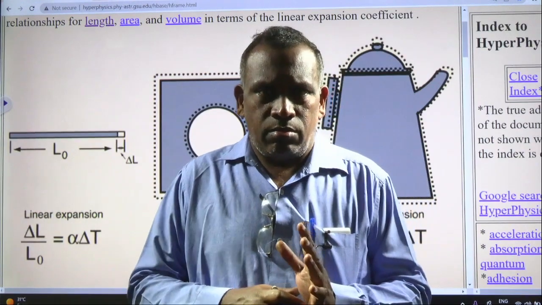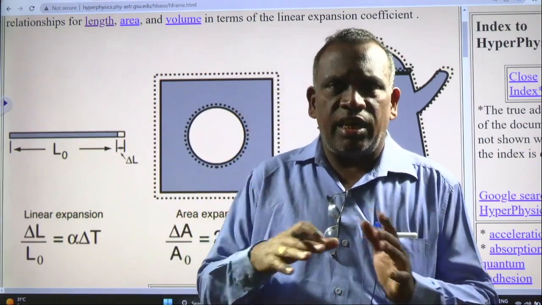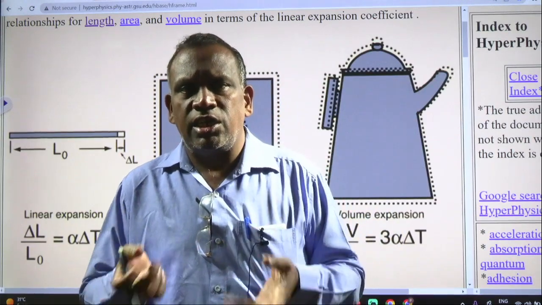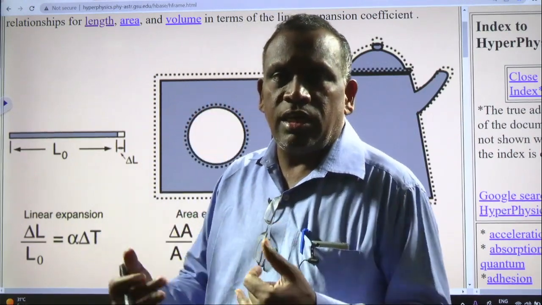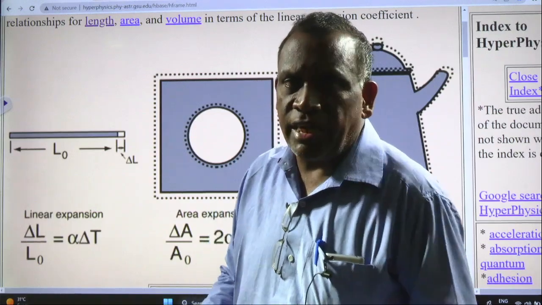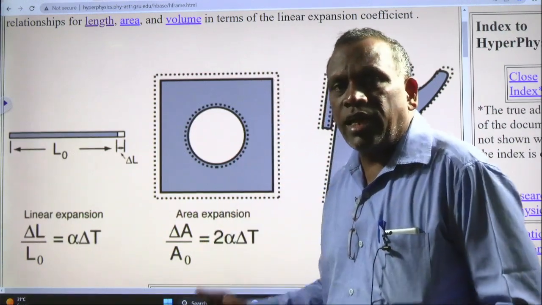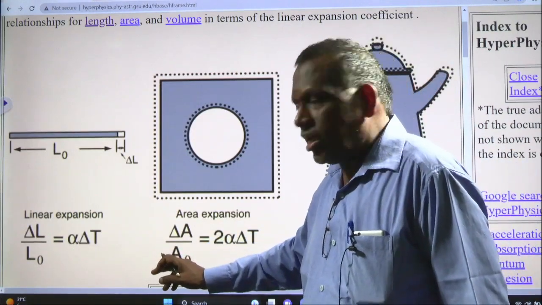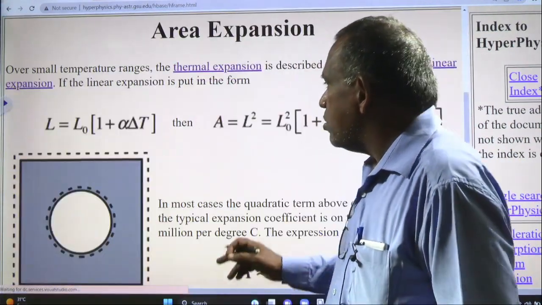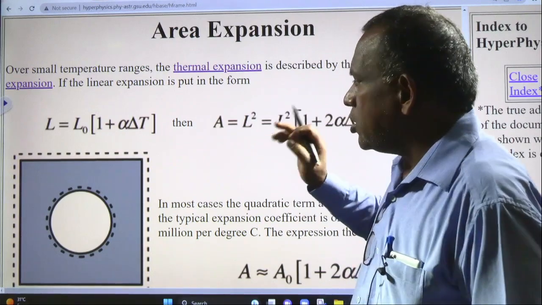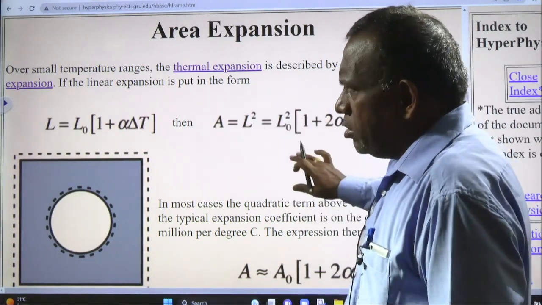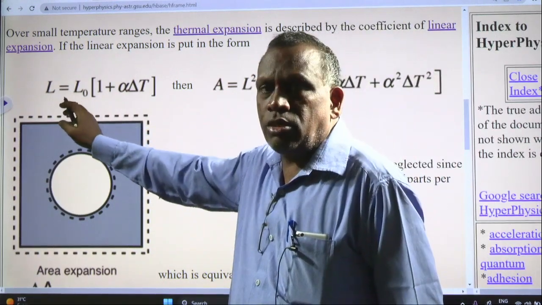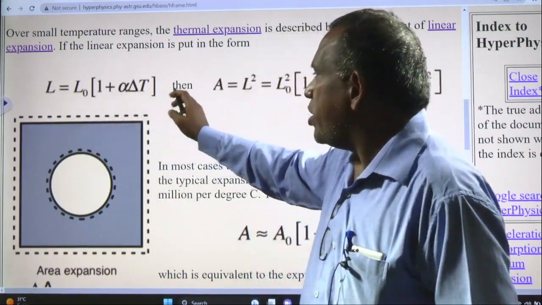So the length and breadth, if they are there, the area increases. The total area will be increased. Initial area will be something, and due to the application of the heat, the final area is different. That change in area is delta A. So for example, if you take the linear expansion equation, L is equal to L naught into 1 plus alpha delta T.